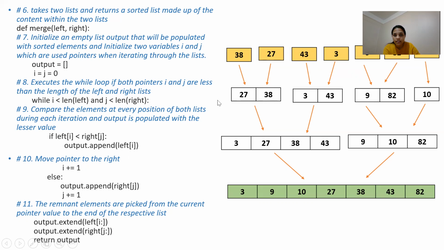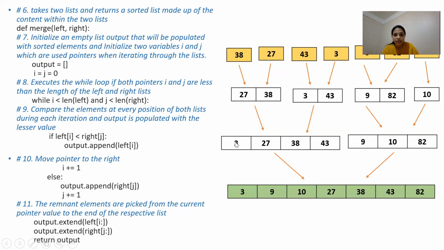Once this part is done, you get into this loop. So what happens is, my i will again be 0 and my j is 0 now, and my length of left is 2 and length of right is 2. So 0 is less than 2 and j is less than 2. Yes. Condition: left of 0, that is 27, is less than 3? No, the condition is not true. So it goes to the output and appends 3.